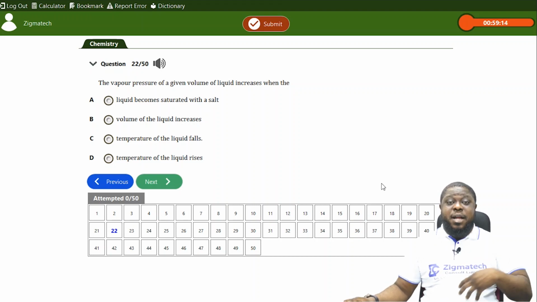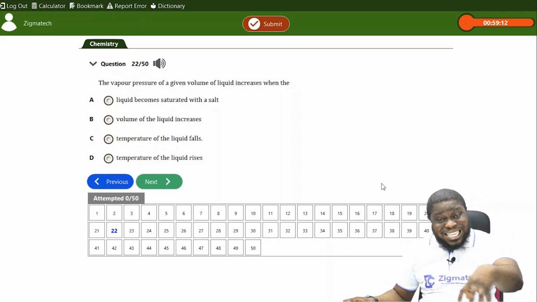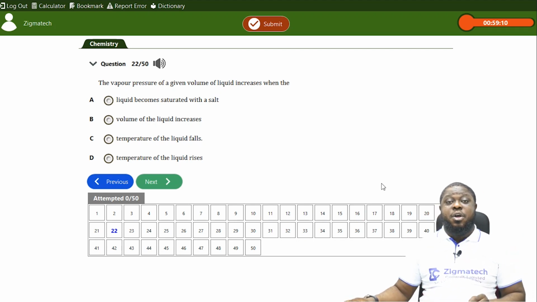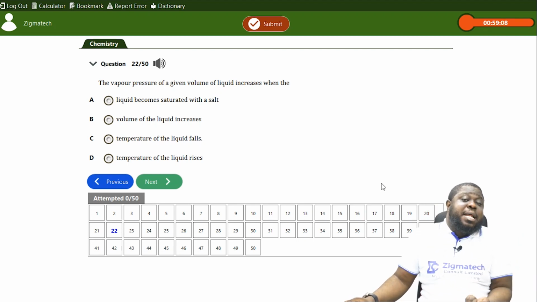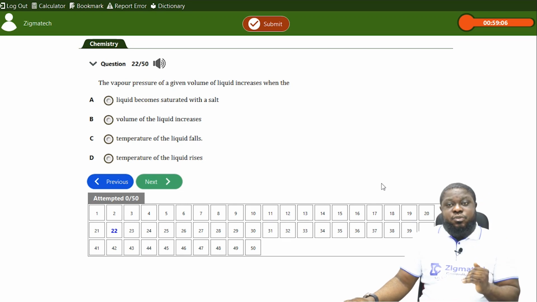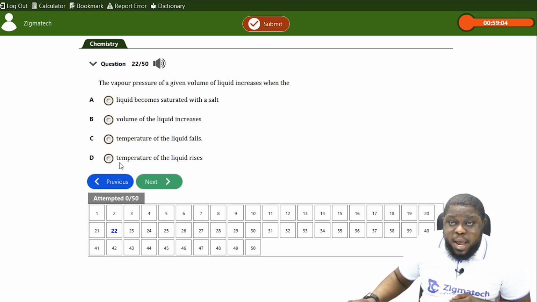The pressure of how the vapor will come out from the liquid will increase when you increase the temperature. If you reduce the temperature, the vapor will reduce. So the answer is when the temperature of the liquid rises.